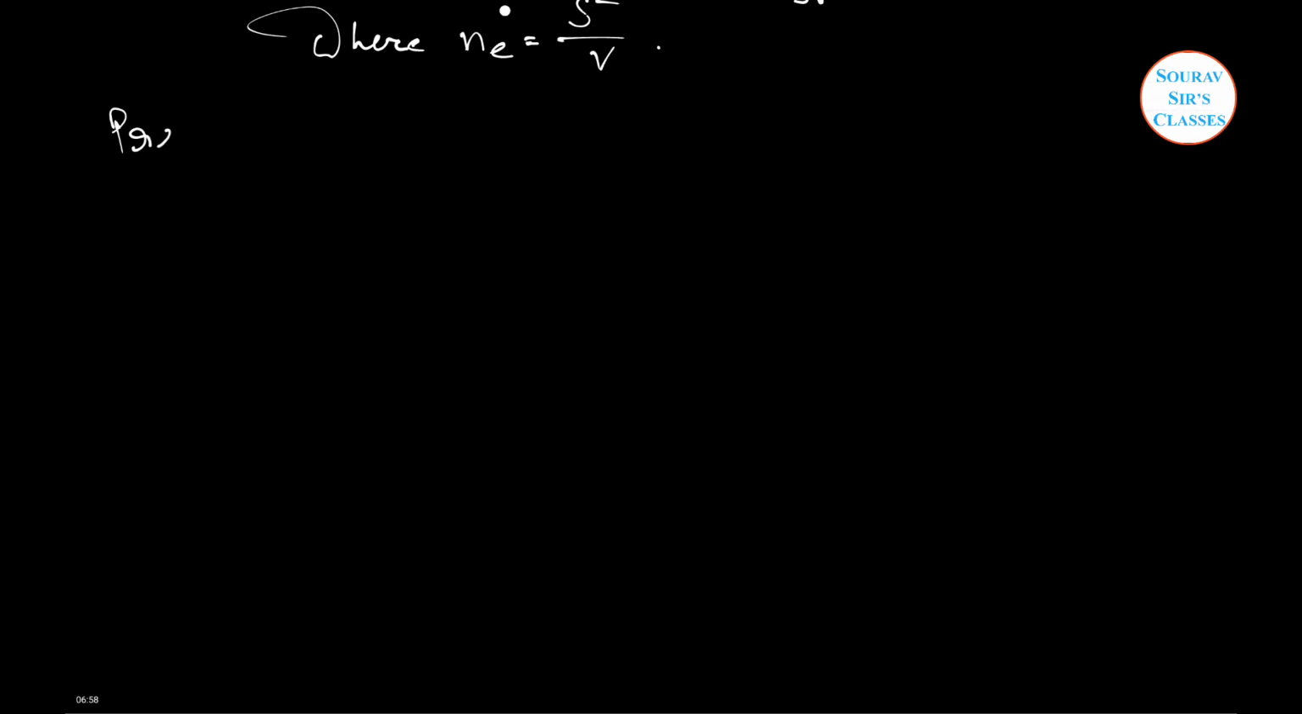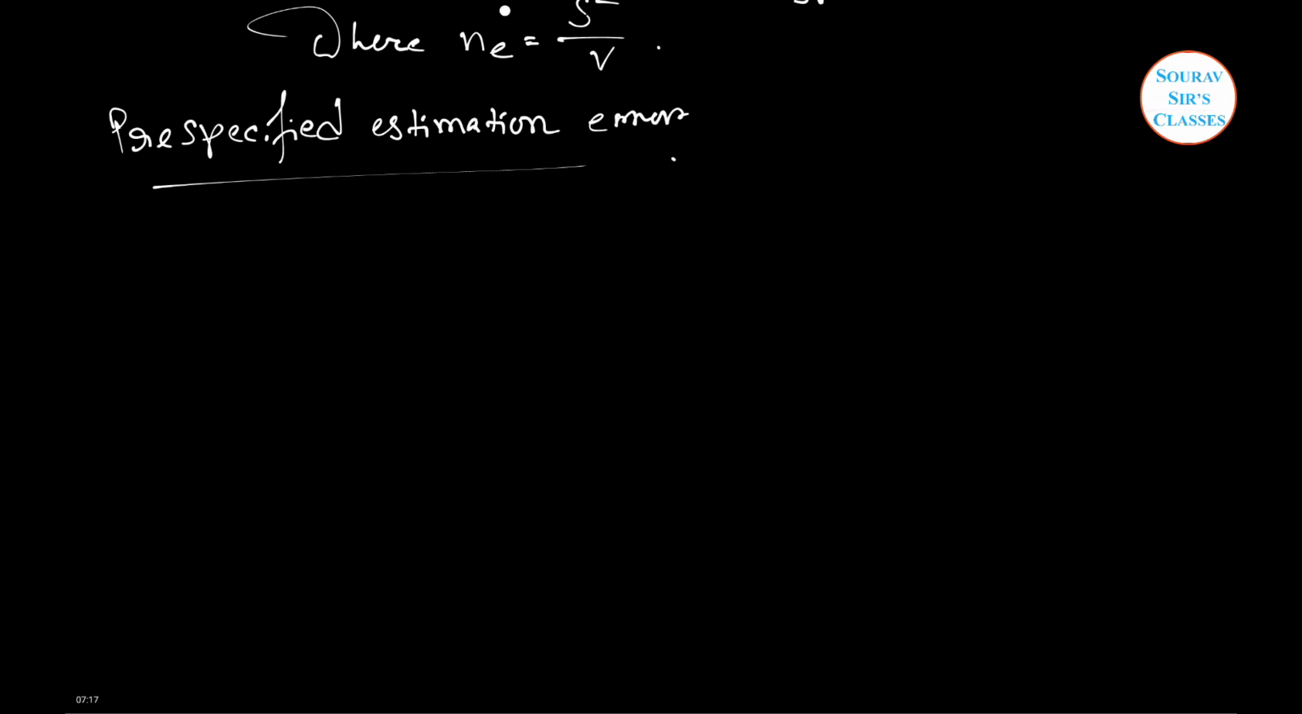Next, pre-specified estimation error. It may be possible to have some prior knowledge of the population mean, capital Y bar, and it may be required that the sample mean, small y bar, should not differ from it by more than a specified amount of absolute estimation error, that is, E, which is a small quantity.